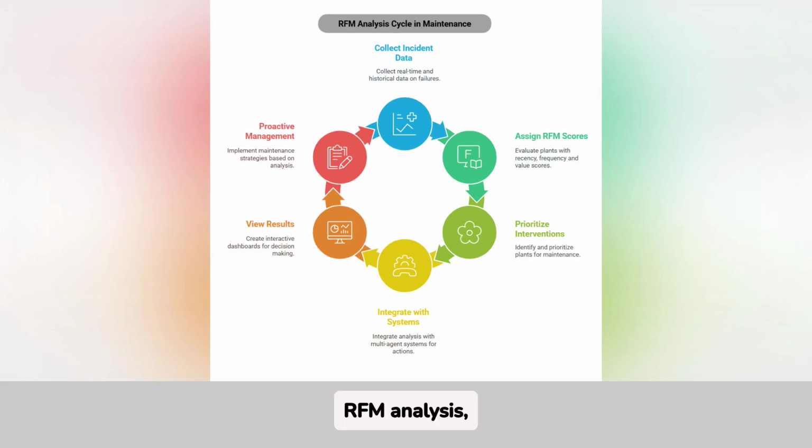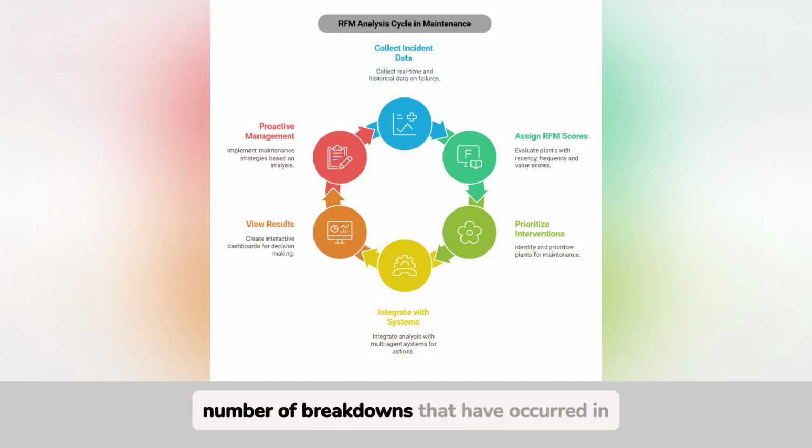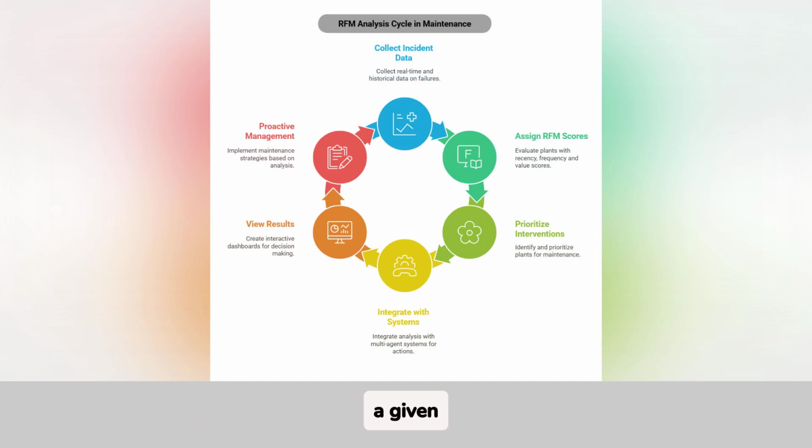RFM analysis, which in our case is interpreted as recency, frequency, and value, is a technique that allows us to evaluate plant performance in terms of incidents and failures. In essence, we analyze recency, how recent the last breakdown or failure was. Frequency, the number of breakdowns that have occurred in a given period. Monetary, the impact or cost associated with each failure.